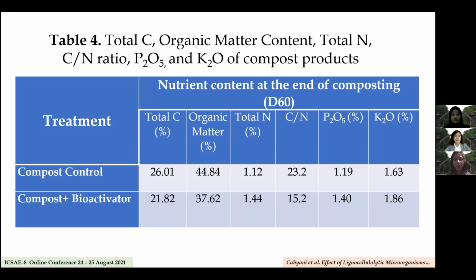As before, we can see the characteristics of the compost product. Compost with bioactivator indicates high quality, with a C/N ratio of 15.2 and total nutrient 19.3%, higher than the compost control. The 2 compost products meet the quality standard for solid organic compost products according to the decree of the Agricultural Minister of Indonesia 2019. The next slide will be presented by Profita. Thank you, Kintavi.